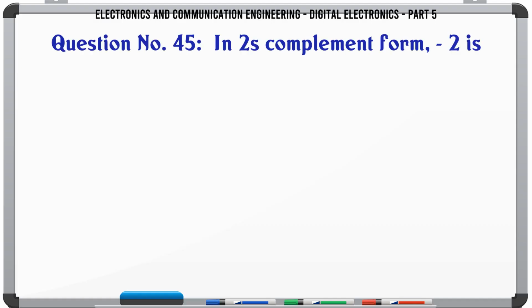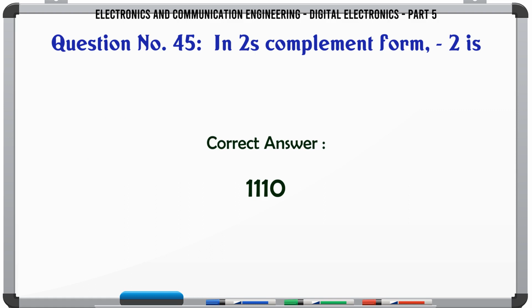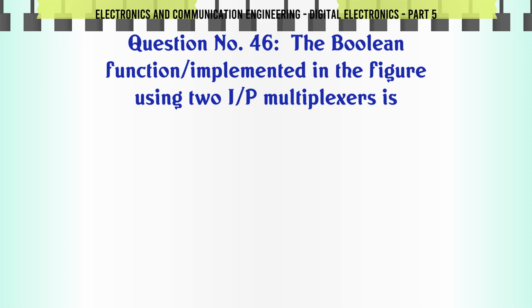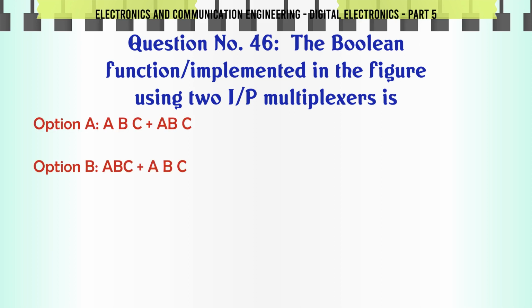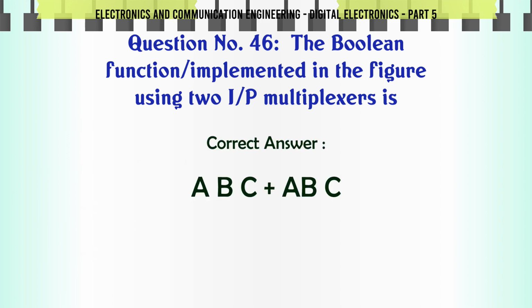In 2's complement form, -2 is A. 1011, B. 1110, C. 1100, D. 1010. The correct answer is 1110. The Boolean function implemented in the figure using 2 input multiplexers is A. ABC + ABC, B. ABC + ABC, C. ABC + ABC, D. ABC + ABC. The correct answer is ABC + ABC.